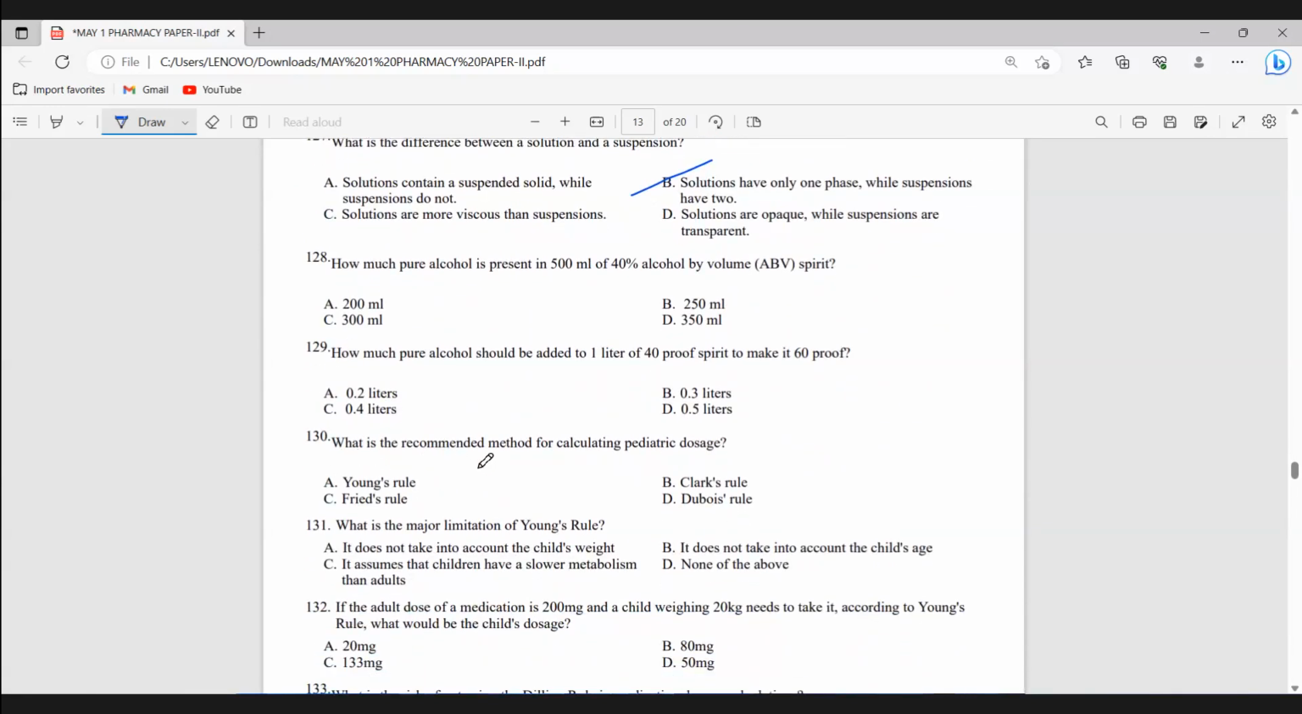Then 130, what is the recommended method for calculating the pediatric dose? Recommended method for calculating the pediatric dose.